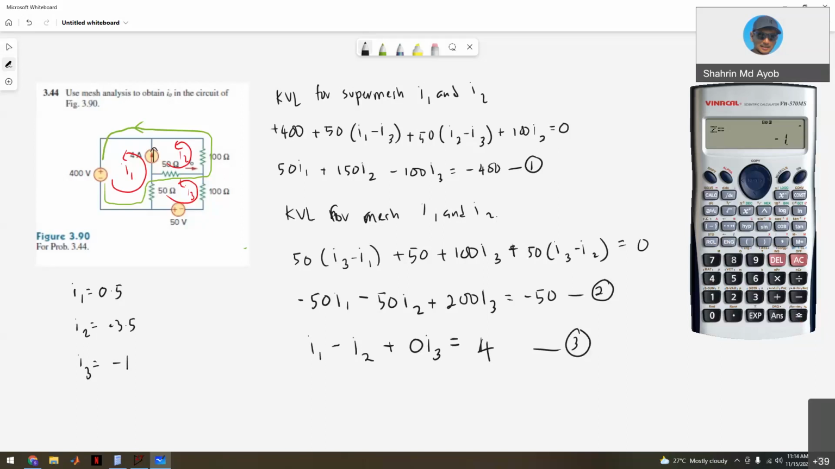Doctor, the answer is not the same as with the clockwise direction. Is it correct? It will be the opposite sign. For I1, what is the value when you use clockwise? Negative 0.5. Opposite for all values. So actually the value is the same, but the sign is opposite, because the direction is different. It depends on the direction.